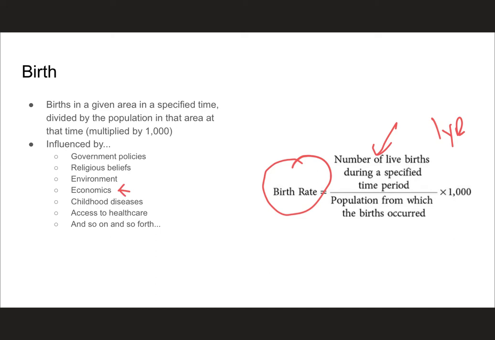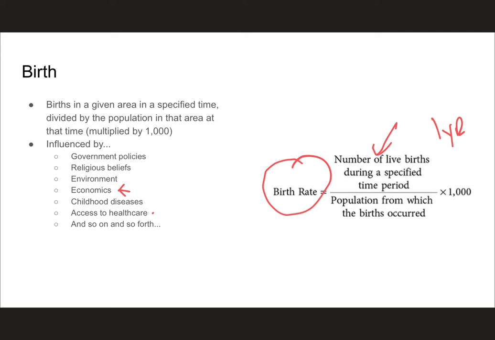Childhood diseases, less childhood diseases, higher births, right? More births. If your children are dying before they're 5 from polio or from measles, you're probably not going to want to have more kids. Or if you need to have more kids to run the farm in some developing nation, then you're going to have more kids, but they're not gonna make it. You're gonna have a higher birth rate, but they're not gonna survive long enough.